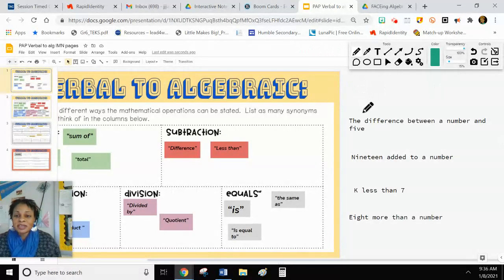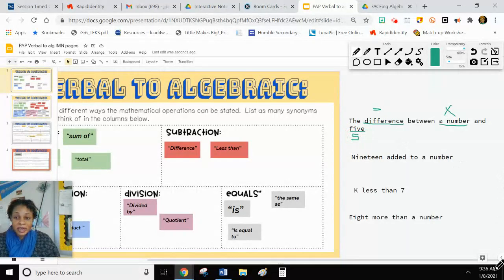The first one says the difference between a number and 5. So I see difference, and I see a number, and I see 5. Well, the first thing we want to know is anytime you see a number is our variable. It's a letter that stands in the place of a number we don't know yet. So for a number, let's say this time I'm going to use x, okay? Difference means I'm subtracting, and then 5.